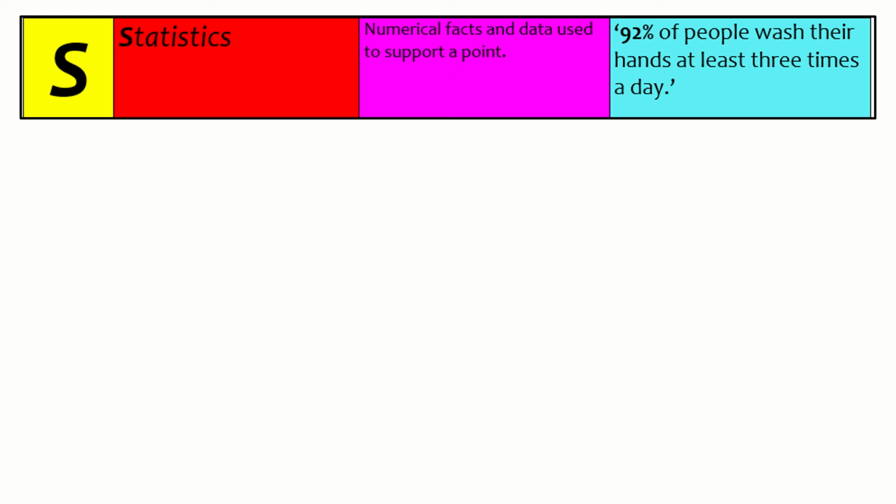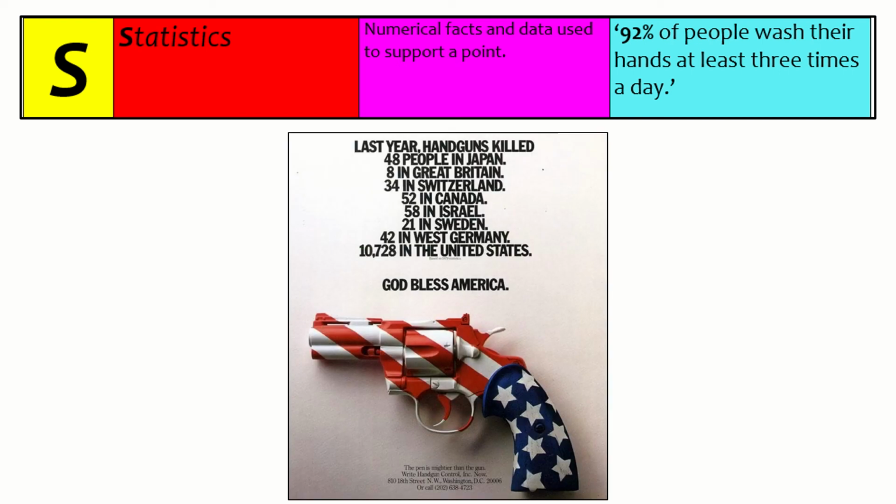Okay, the first S is statistics in dress. So these are numerical facts and data used to support a point. An example could be 92% of people wash their hands at least 3 times a day. The idea is if you use a statistic, it really backs up your argument and gives your argument a bit of weight. Obviously, in the exam, you're not going to be using Google or Wikipedia, so just make up these statistics.